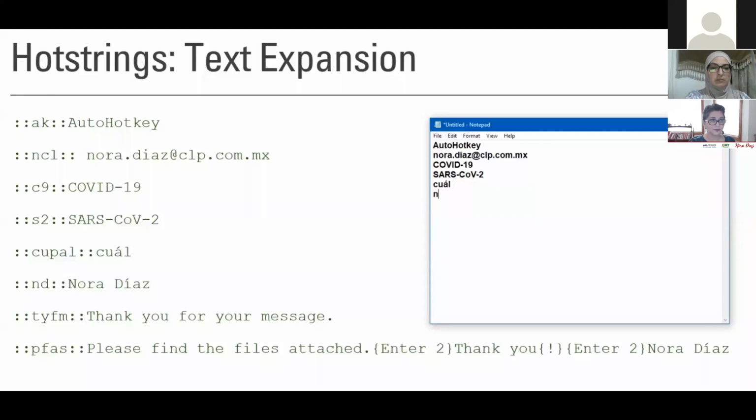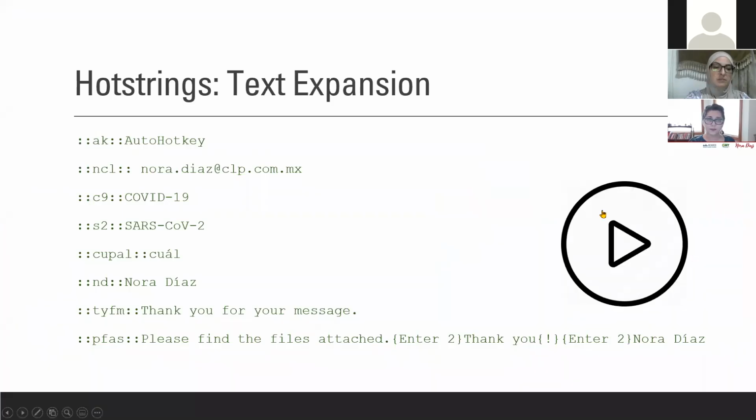So that's an autocorrection. That's my name. This is something that I often write in emails, and this is also something that I often write in emails. Notice how the last one actually expands into 3 lines because it has these enter keys right here. So that's an idea of what you can do.